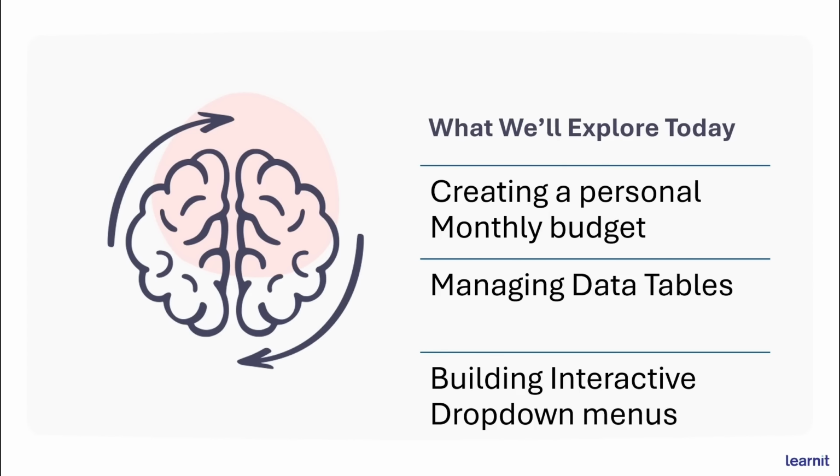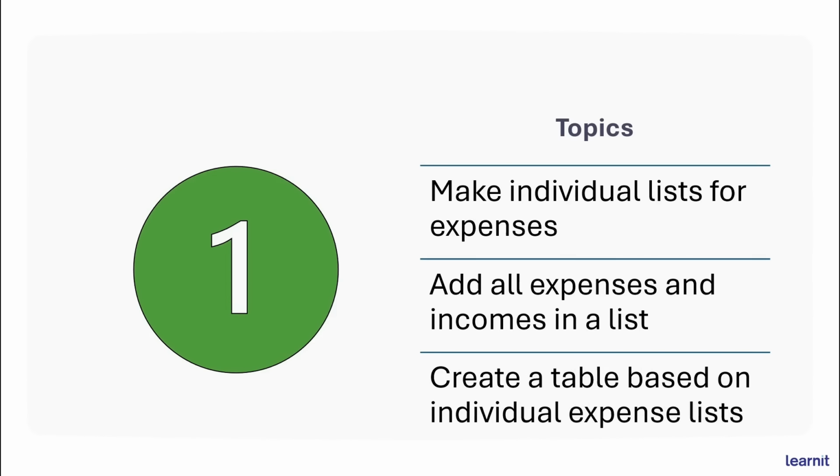We'll start off simple. We'll create a personal monthly budget, which consists of managing data tables, building interactive drop-down menus, and of course, we'll have a few topics as well. We'll start off by making individual lists for expenses. Then we'll take a step further. We'll go ahead and add all of our expenses and incomes in a list. And then we'll go ahead and create a table that's based on the individual expense lists as well.